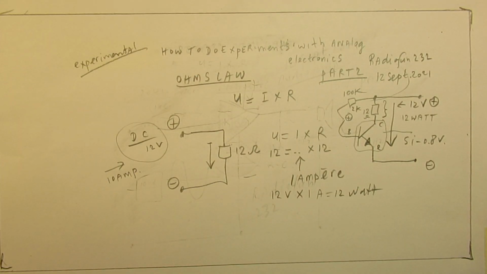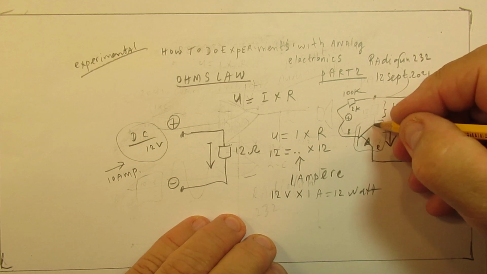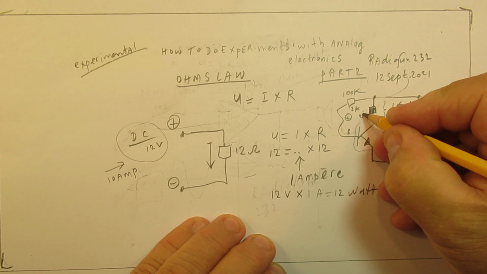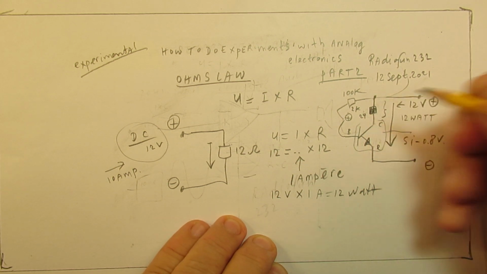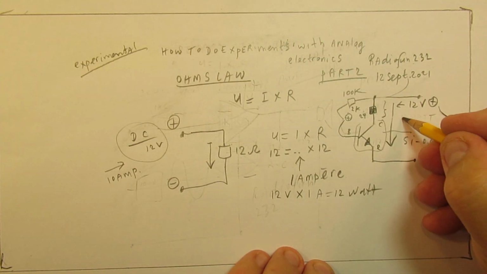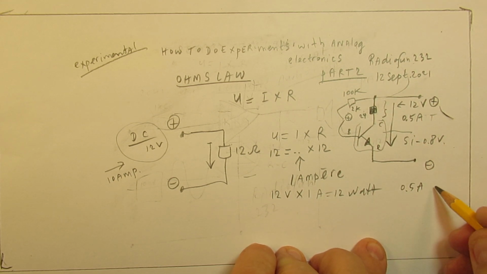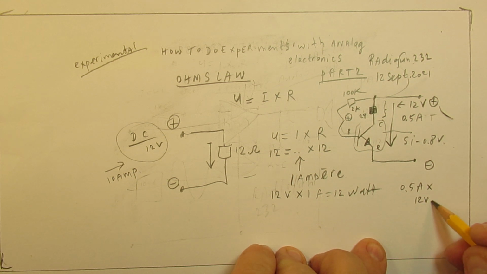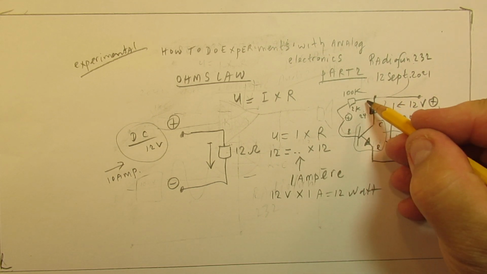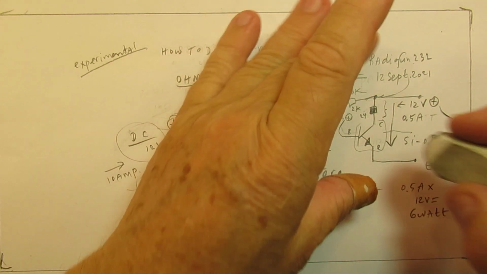When you use, for instance, in this case, let's keep it simple, a 24 ohm resistor, then we have a current of 0.5 ampere, and 0.5 ampere multiplied by 12 volt is 6 watt. It will still get very warm, but anyway.